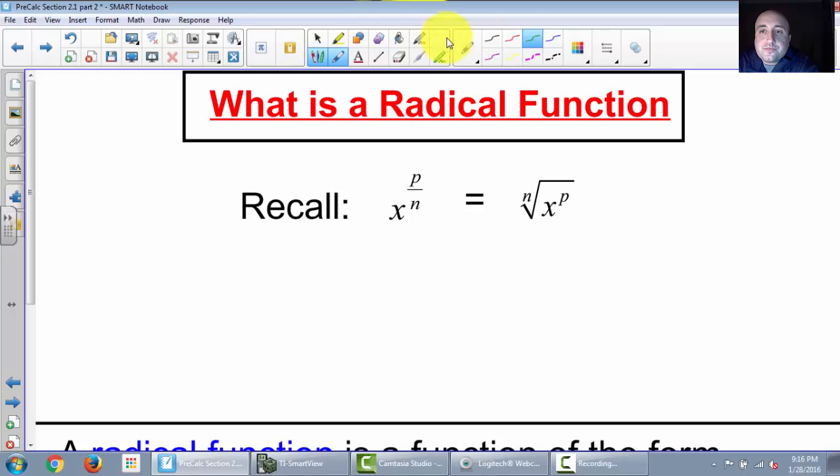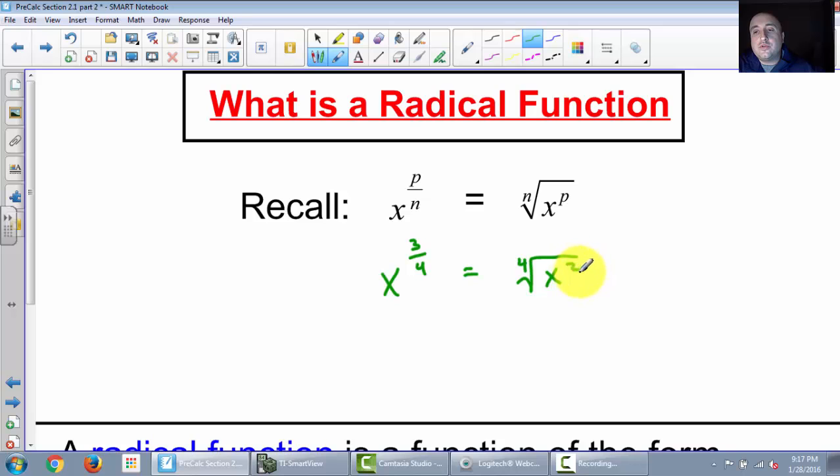Recall, and you have learned this before when we were doing exponent properties, that if you have an exponent that is a fraction, p over n, you can turn that into a radical. The bottom number is always whatever your radical is worth, and the top number is the exponent on the inside. So if you have, let's say, x to the 3/4, that turns into a radical. The bottom number is the radical, and the top number goes on your base.